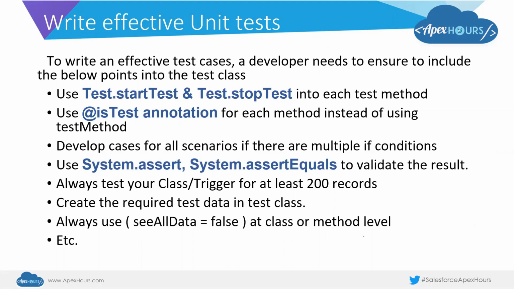And then again, test your test class for at least 200 records so that you are sure that your code is working in a bulk way as well. And then again, create test data inside your test class. Don't use the seeAllData attribute as true to get the existing data from your system to save your time, because if you try to save your time while writing the unit test, it is going to give you a very big problem while you are deploying the code. Then again, you have to spend more and more time to fix all those changes.